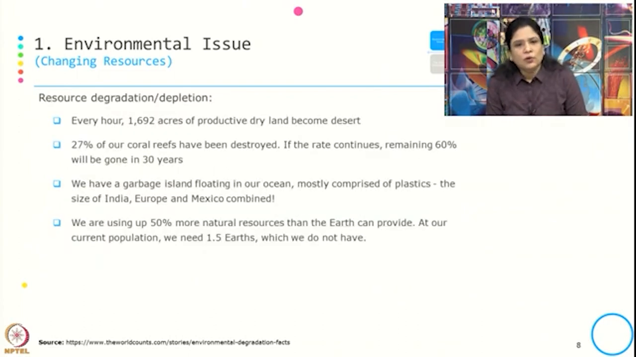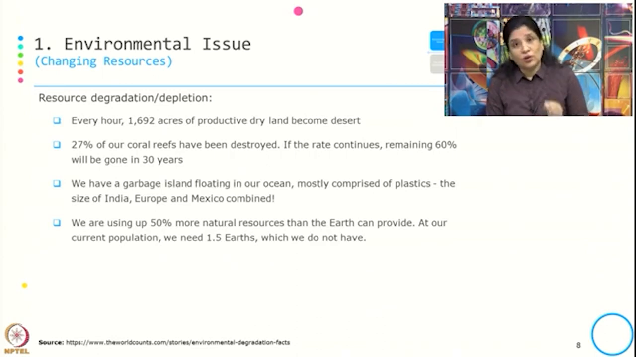Now, if you look at this slide, this gives some facts about the resource degradation and depletion. Every hour 16.92 acres of productive dry land become desert, and 27% of our coral reef has been destroyed. And if the rate continues, the remaining 60% will go in 30 years.